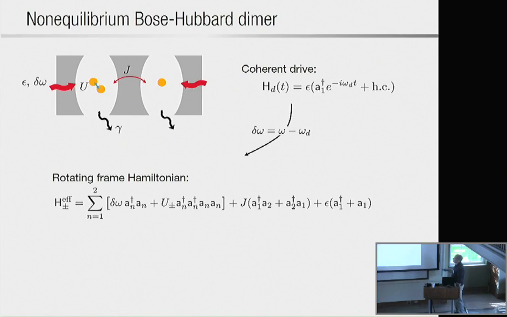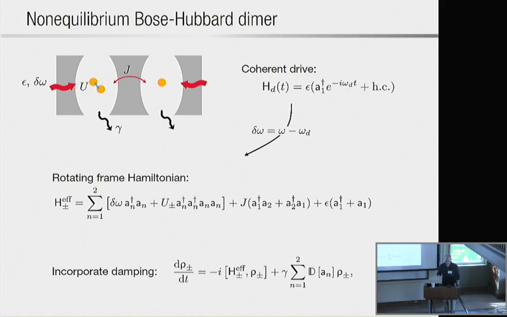For the rotating frame Hamiltonian, you take into account that you're driving your system at a certain drive frequency omega_d. You go into a rotating frame that eliminates the time dependence of your drive term, and then you can look at steady states of the density matrix, so the time independent solutions of this equation.